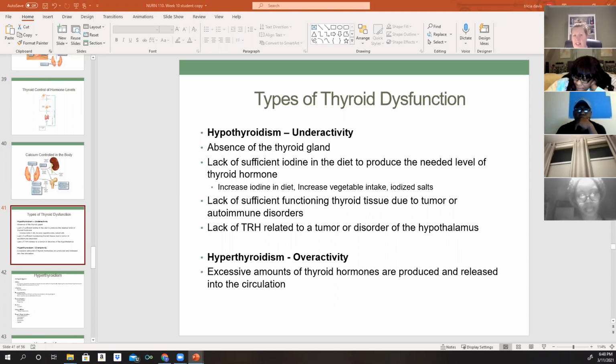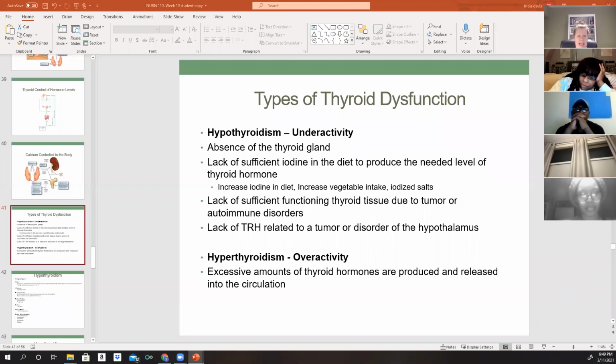Most of the ones that I see are hypothyroidism. Hypothyroidism is underactivity of the thyroid gland, so it doesn't produce enough hormones. And then you have hyperthyroidism, which is overactivity, so it's producing too many hormones. Patients can develop hypothyroidism for various reasons. You can have absence of the thyroid gland, so maybe they had a tumor and it was removed.